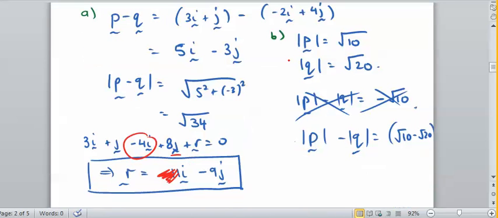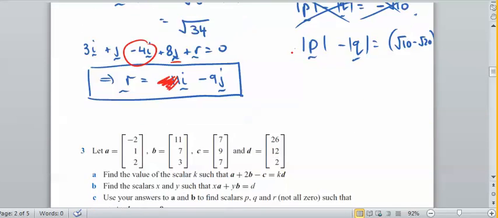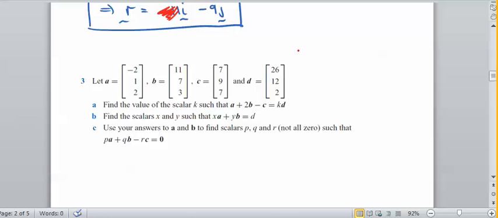So that one's pretty easy, isn't it? That's a pretty easy question. But that being said, if you don't know how to add and subtract vectors, you're not going to be able to do it. If you don't know how to find the magnitude properly, you're not going to be able to do it. But that's pretty straightforward. Okay, let's have a look at this one.